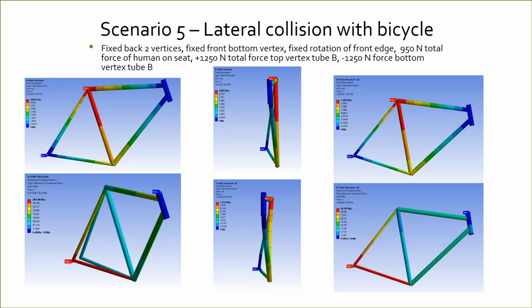Scenario 5 looked at what would happen during a lateral collision with another cyclist. In order to do so, a force of 1,250 newtons was applied in the negative x direction at both vertices of tube B.